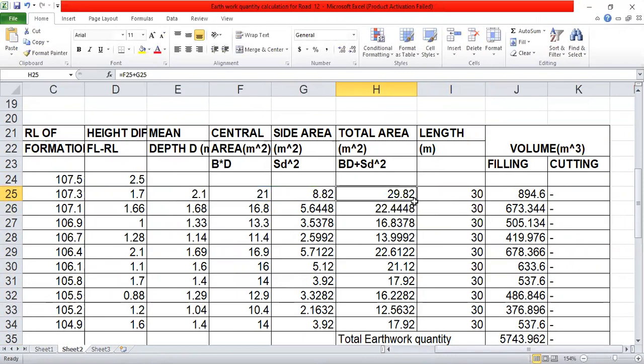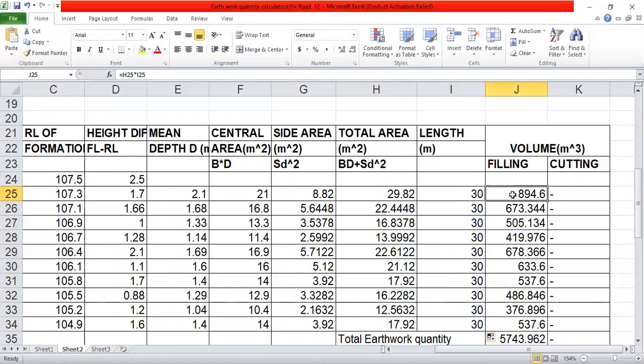Enter. Click on one value, bring the cursor towards the right bottommost corner and drag it downwards. You will get all the side areas. And the chainage length is a fixed one, which is 30 meters. Okay, enter 30 meters, and then enter here also 30 meters. Select both of the cells and then drag it downwards. You will get the 30 meters.